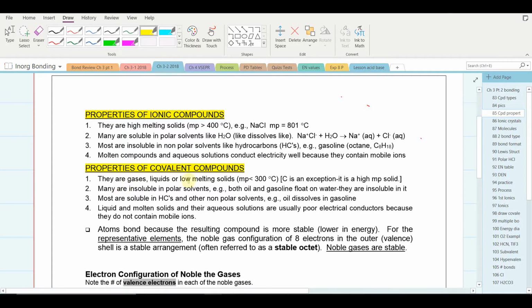But as a rule, covalent compounds that are solids are low melting. Now, many covalent compounds are insoluble in polar solvents like water. For example, oil and gasoline float on water. They are insoluble in it. Most covalent compounds are soluble in hydrocarbon solvents and other nonpolar solvents. For example, oil dissolves in gasoline. Liquid and molten solids that are covalent compounds and their aqueous solutions are usually poor conductors or non-conductors of electricity because they do not contain mobile ions.